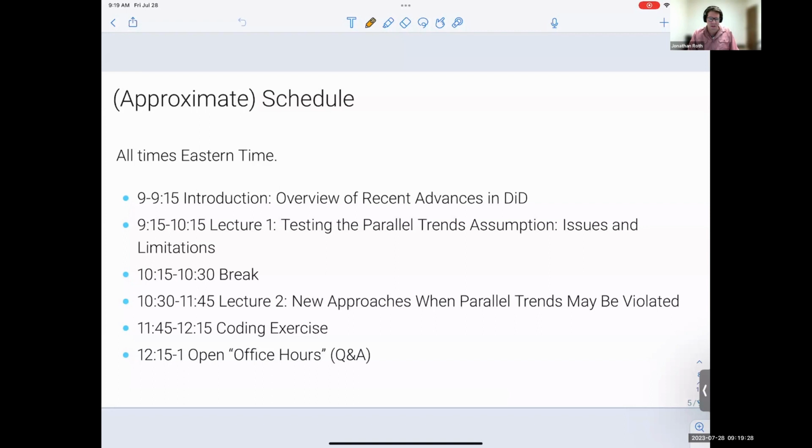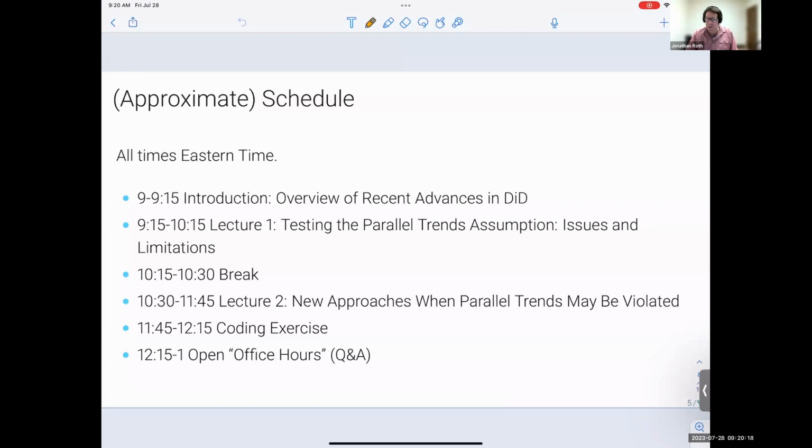So lecture 1 will be about issues with the common practice of pre-trends testing, and lecture 2 will be about some solutions. And then we'll hopefully wrap that up around 11:45 or 12. Then I have a coding exercise prepared that you can do to see how these tools work in practice. We'll spend about half an hour doing that. And then I hope the last part of the workshop today will be an open office hour and Q&A, where if you have difference-in-differences questions from your own work, or on anything I've said throughout the day that we didn't get a chance to cover, we can answer those questions live in whatever time we have left at the end.